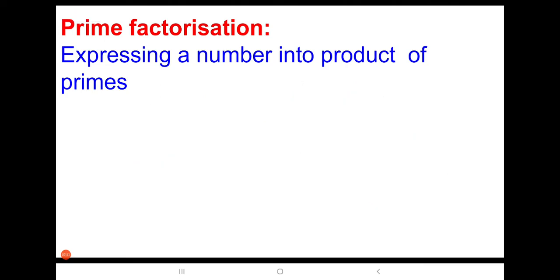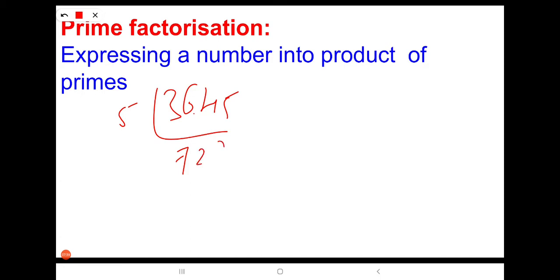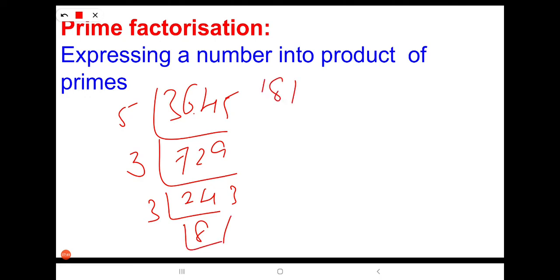So 3645 is the answer, no? Okay, 3645. So 5 sevens are 35, 1, 729, and 3 243s, 3 81s, and take 81 here, 3 27s, 3 9s, 3 3s. This is the right way to do prime factorization. This is wrong.